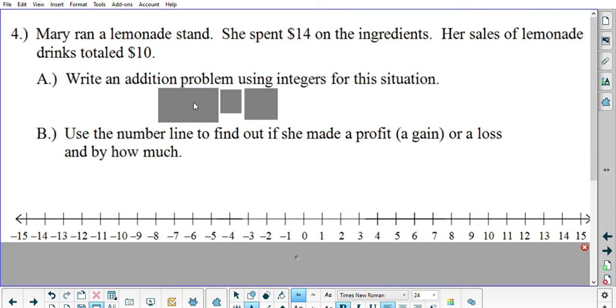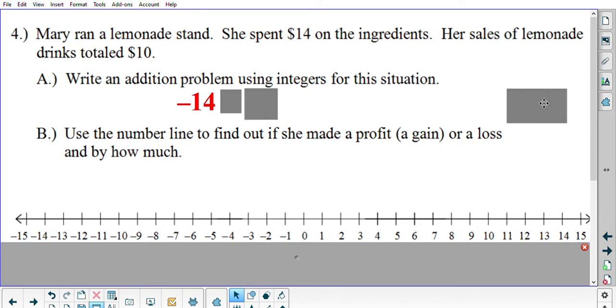Okay, I hope you did that. Let's see how you did. For $14 being spent, well, think about this. If you're spending money, that's coming out of your pocket, right? That's coming out of your account. So you're losing that money. It's going to the store where you're buying the ingredients from. So that's going to be a negative 14. Now, it has to be an addition problem, so you put plus. Now, the sales for the lemonade, meaning how much money that you got from selling the lemonade, is that going to be positive or negative?